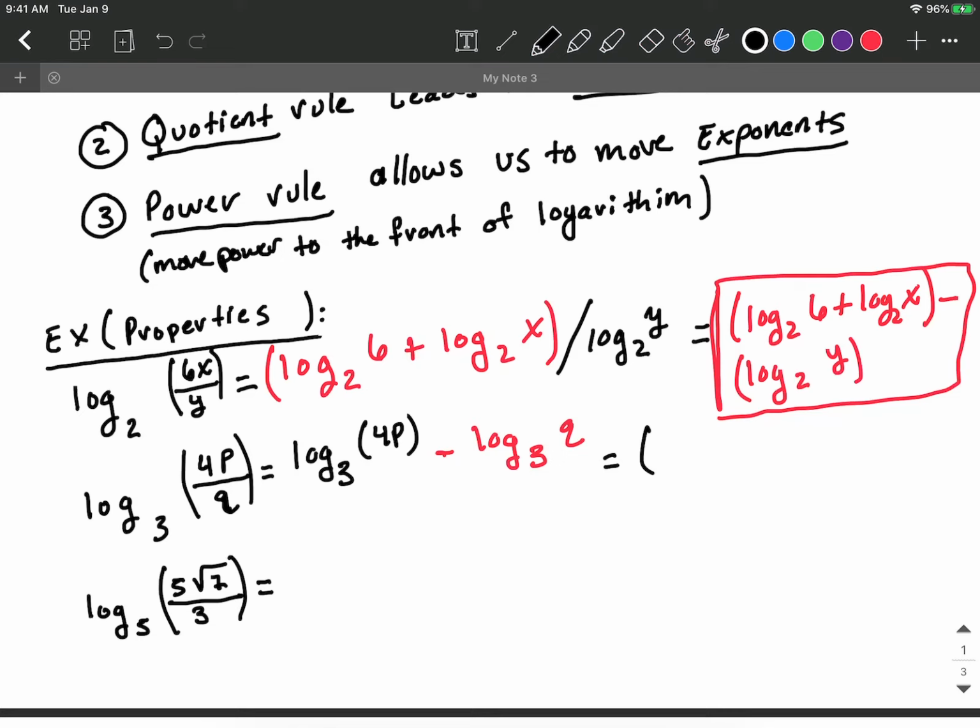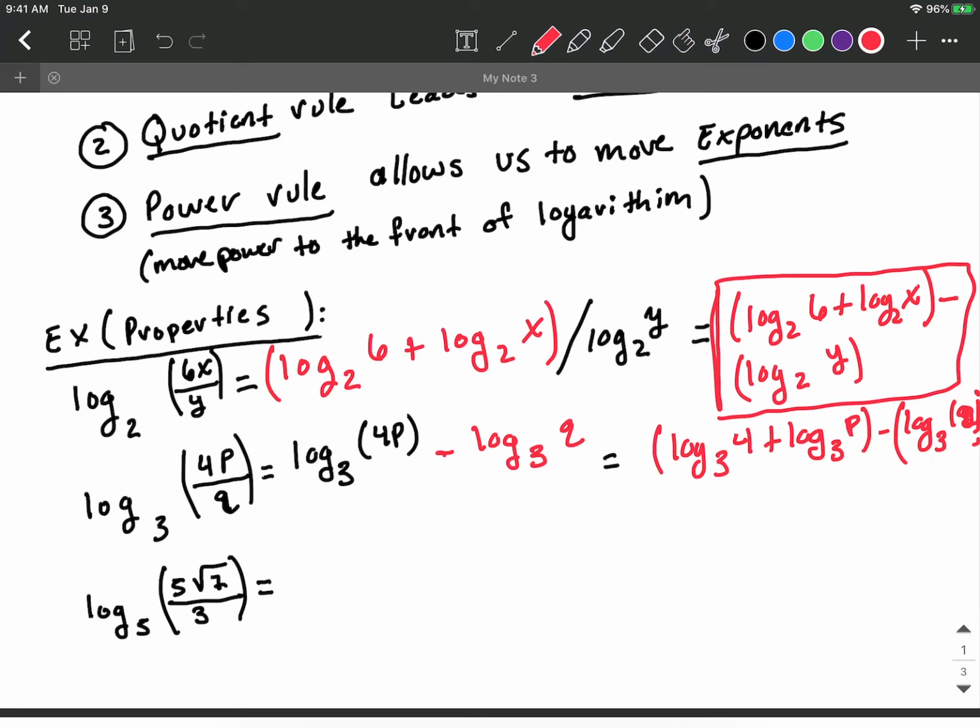Let me correct myself: we don't need values. We just need to expand the logarithms out more. So what we're going to do is say log base 3 of 4 plus log base 3 of p minus log base 3 of q. Sorry, q. Good. So that would be the overall answer for that one.